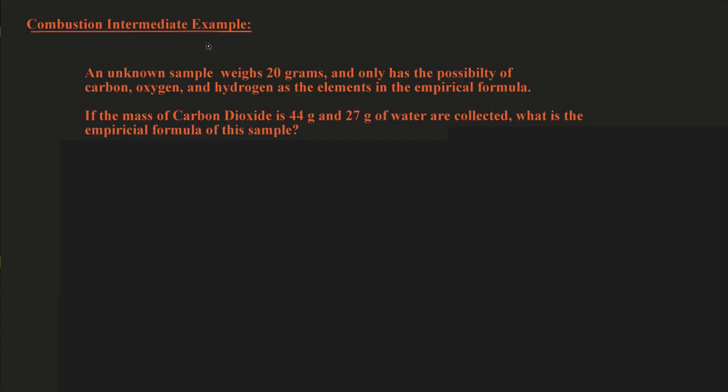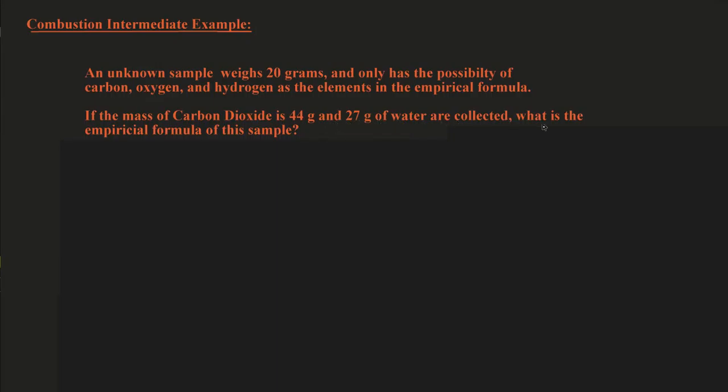Today we're going to be looking at an intermediate combustion example. We have an unknown sample that weighs 20 grams and the only possibilities for the elements are carbon, oxygen, and hydrogen in the empirical formula. We collect this much carbon dioxide upon combustion and excess oxygen and this much water. What is the empirical formula of this sample?